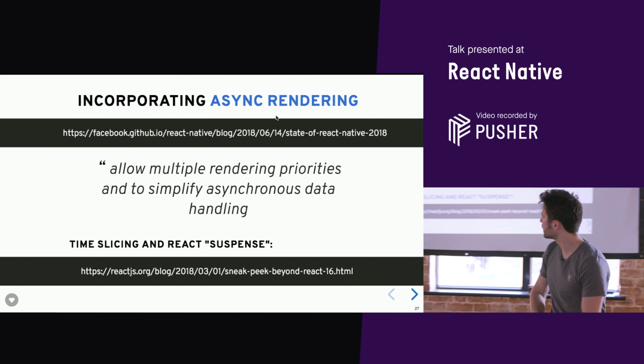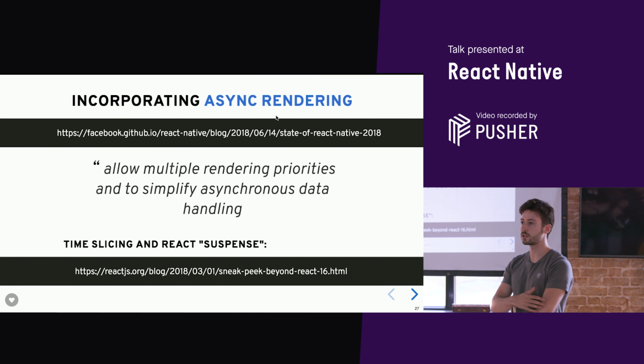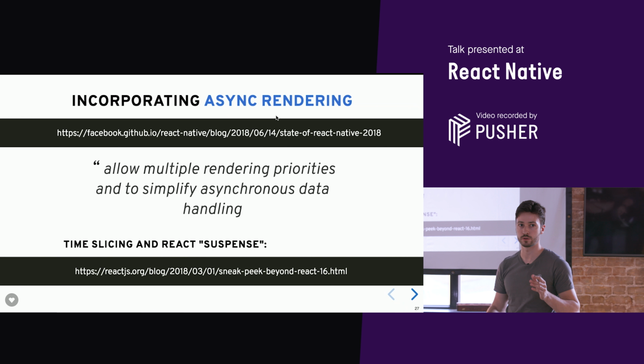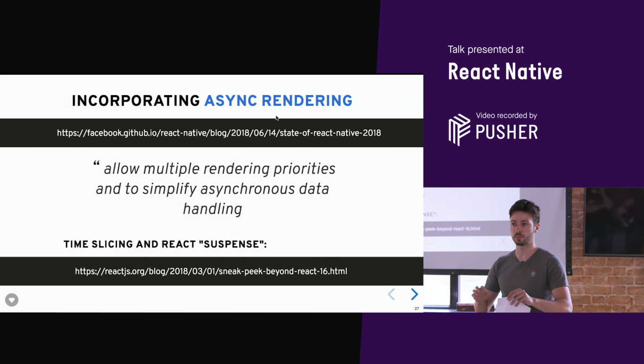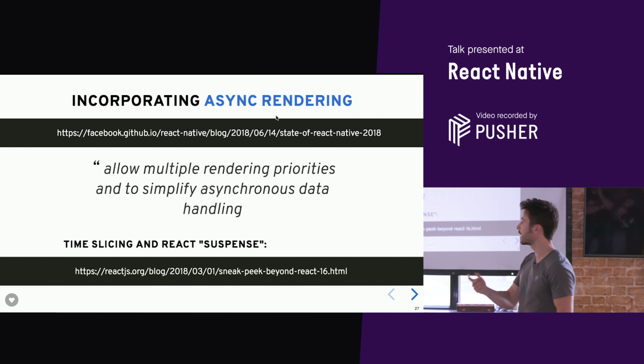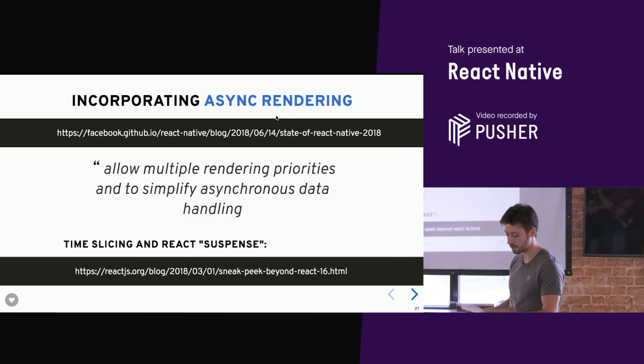The next thing is that they are going to integrate the asynchronous rendering of React 16. It was introduced in React 16. It's not yet in React Native. The idea here is to allow to have multiple priority when you're rendering your application. So there are two components. The first one is the time slicing.